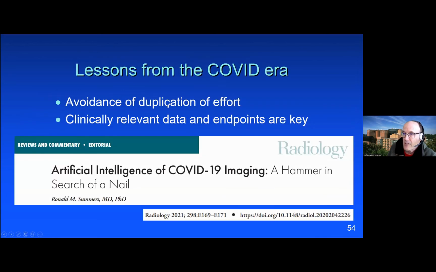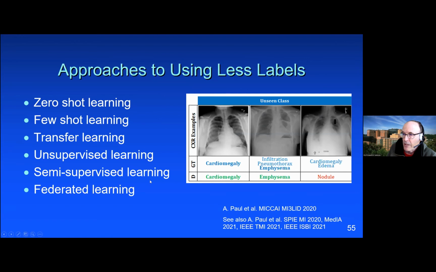There are a number of lessons that we and others are learning from the COVID era. It's very important to avoid duplication of effort when developing these AI systems, and clinically relevant data and endpoints are key. If you'd like to learn more about those topics, please take a look at my editorial in Radiology. We've been looking at approaches to using fewer labels, for example, zero-shot, few-shot, and transfer learning techniques, as well as some of these other techniques. I think this will be an exciting area, particularly for rare disease diagnosis in the abdomen.